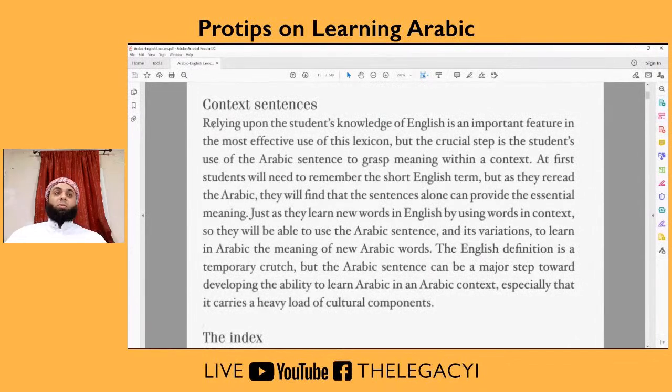Context sentences. Relying upon the student's knowledge of English is an important feature in the most effective use of this lexicon. But the crucial step is the student's use of the Arabic sentence to grasp meaning within a context. At first, students will need to remember the short English term, but as they reread the Arabic, they will find that the sentences alone can provide the essential meaning. And this is an important point.